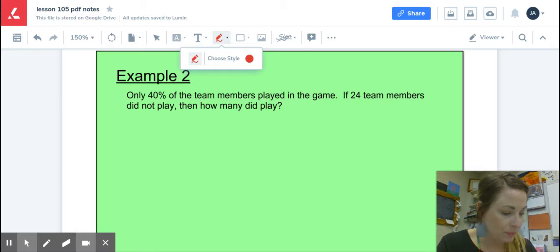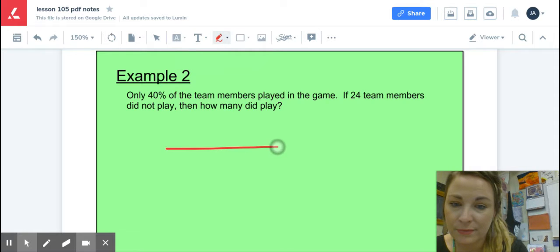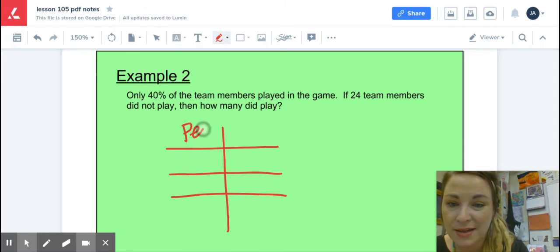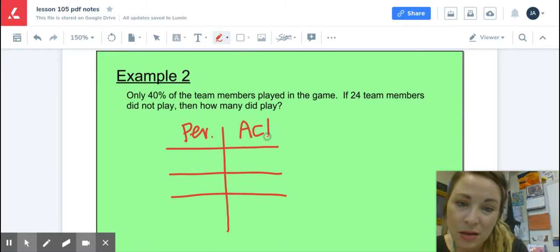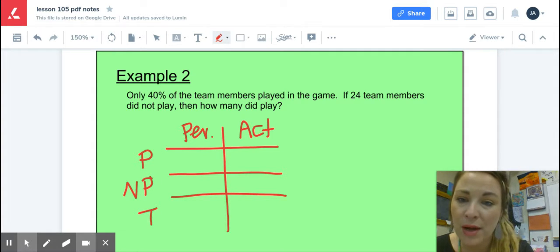Okay, so we have, I'm going to set up a ratio box. I don't know, 1, 2, 3 lines, and then here, and we have the percent and the actual numbers, and I'm going to say players, and then those who did not play, and then a total box down here. Fix that P. 40% of the team members played in the game. 40% played. Okay.